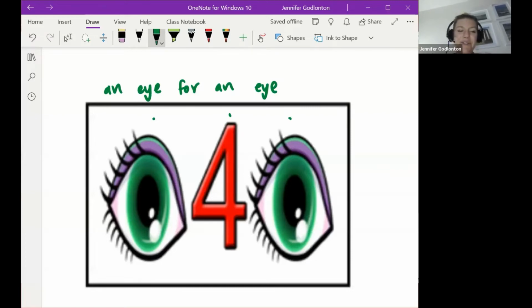So just to help you, that's how these work. You'll see something in the picture and then you've got to try and put them together and think about what that would mean. It's okay if you're too late, that's all right. So this one was an eye for an eye. Let's see if anyone can get our next one.